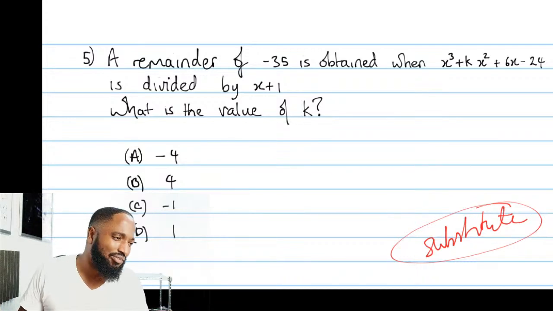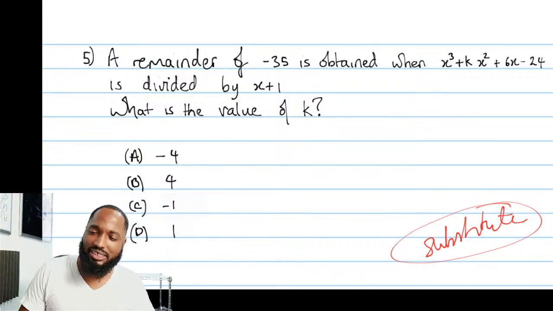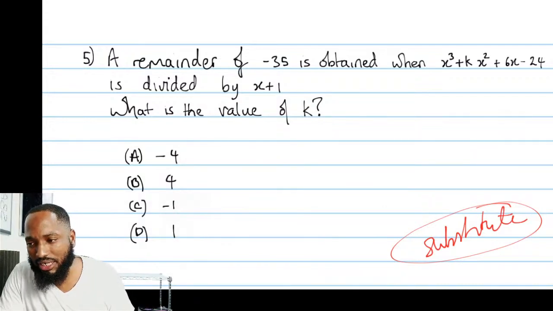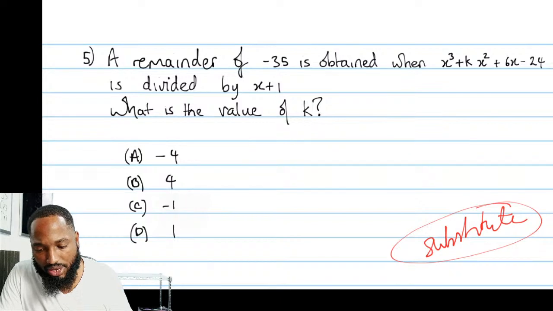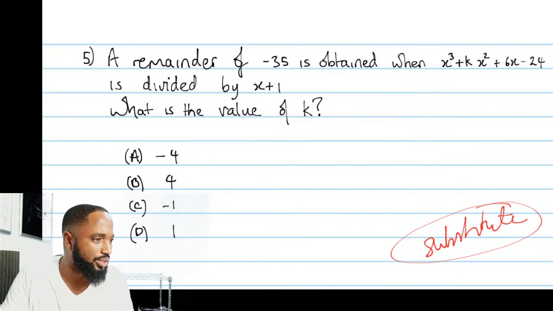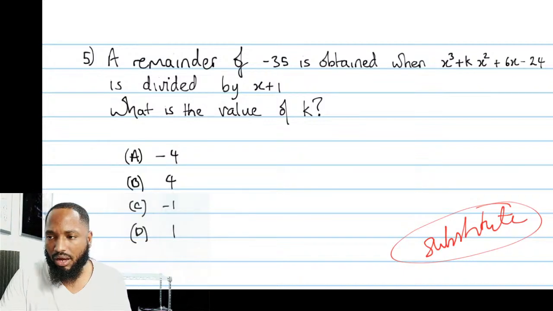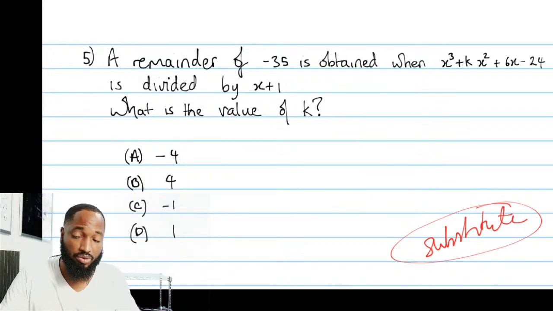But after you're done with these sessions that I'm doing, we would destroy, especially if you go and practice on your own. A remainder of negative 35, we're waiting for answers from here. A remainder of negative 35 is obtained from, right, remainder and factor theorem.